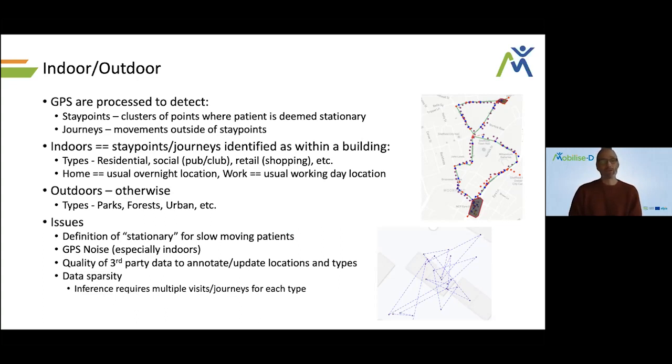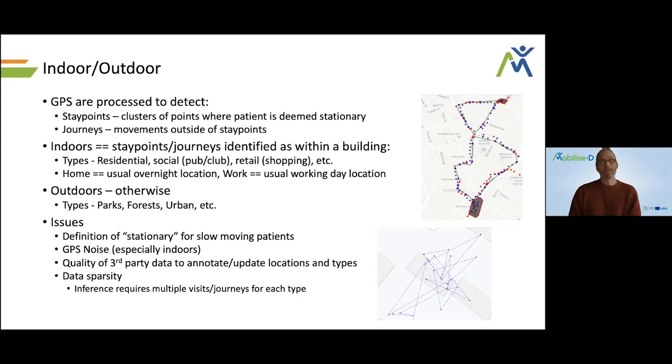And with stay points, we can also look at whether they are specific to that user. So are they their home, or where they work, or do they appear to be those places? Outdoor is those places which are indicated as not being within a building, and the typification of this is whether people are within green spaces or urban spaces, etc. The issues that we found in Mobilise-D are how we determine that a person is stationary. Obviously, for slow-moving patients, this may not be the same as for the general population. GPS noise is basically just an issue with GPS, whether we have occlusion or reflection of the signal.